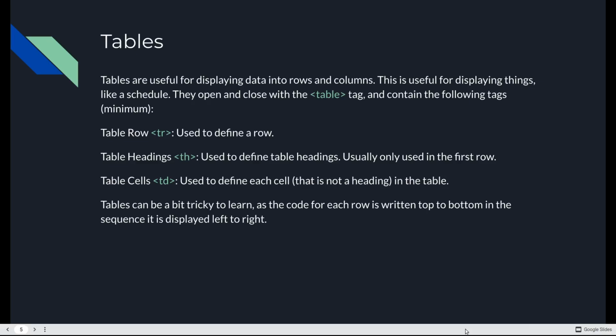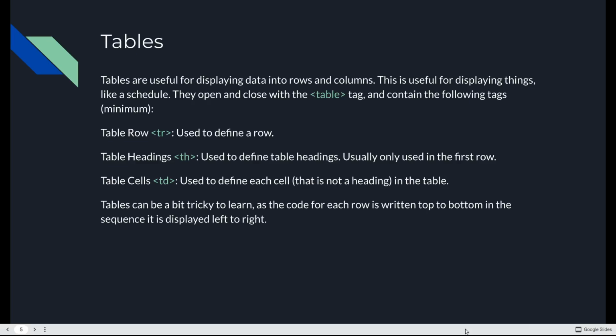Tables open and close with the table tag, and they contain the following, at minimum anyway. There's more tags you can add, but at minimum the following tags. TR, which stands for table row, and that's used to define a row. TH, which stands for table headings, and it's used to define a table heading. You usually only do this in the first row. You've got all your headings for your table. Like, think about how tables are formatted normally, right? Outside of HTML.